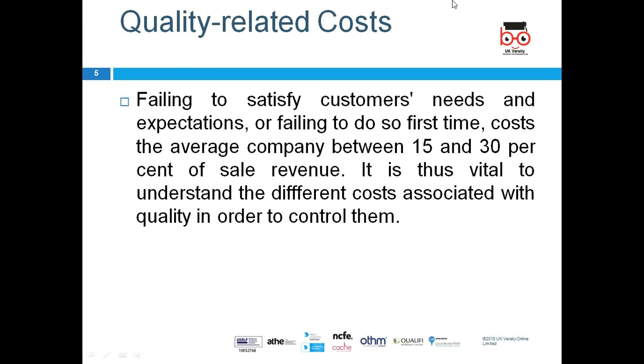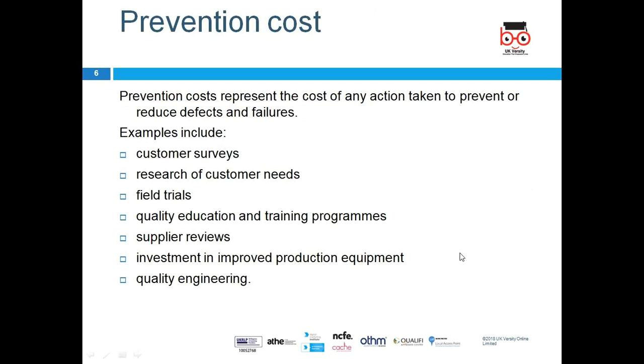Then next we have quality-related costs: failing to satisfy the customer's needs and expectations, and failing to do so the first time. This costs the average company between 15 and 30% of sales revenue. So it is vital to understand the different costs associated with quality in order to control them. We always need to be first-hand, really identify, and try to address the problems we have.